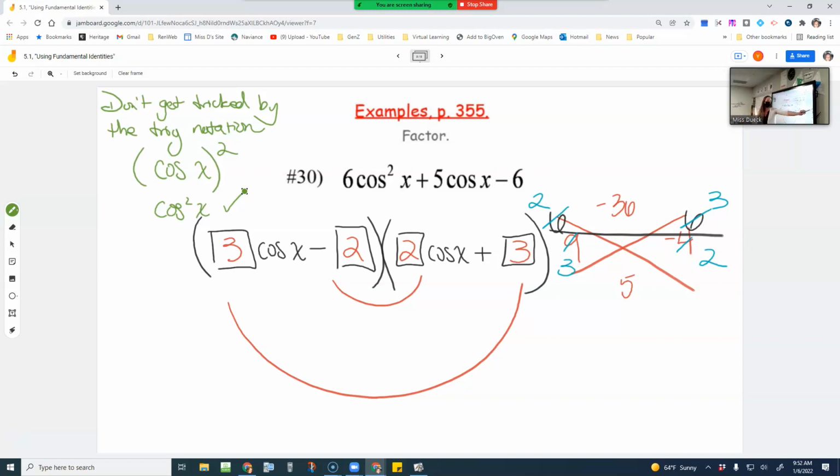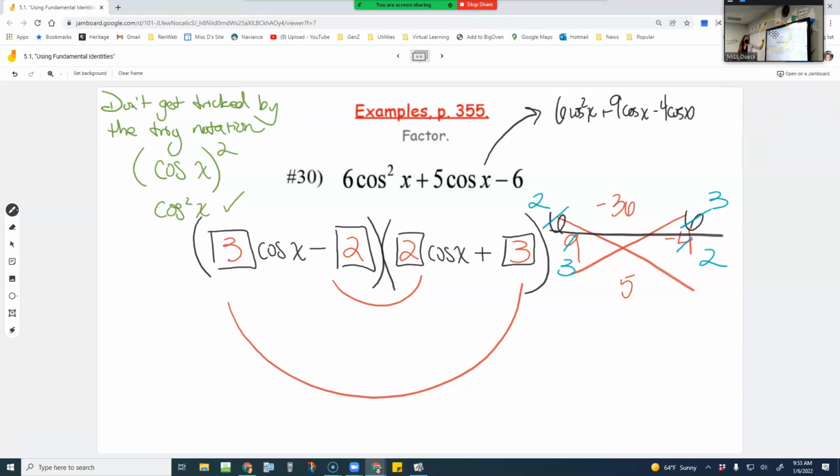Some of you do the grouping method, and the other variation is that from the 9 and the negative 4, you could have gotten your 6 cosine squared x plus 9 cosine x minus 4 cosine x. We need the outer inner to be those two quantities so that I can get my 5. And then I would have minus 6. My grouping people.